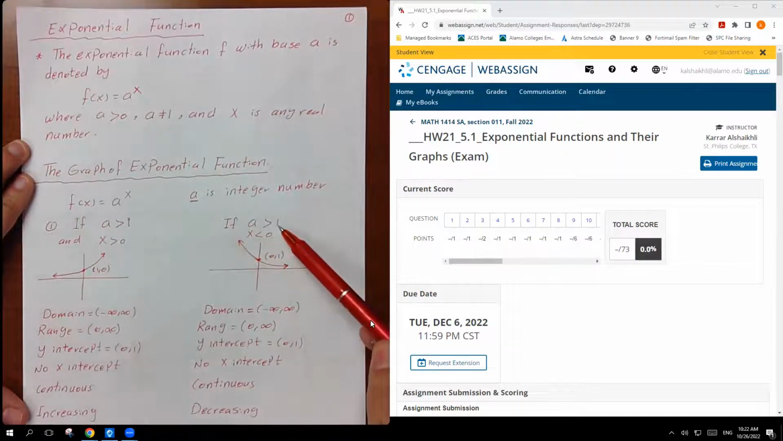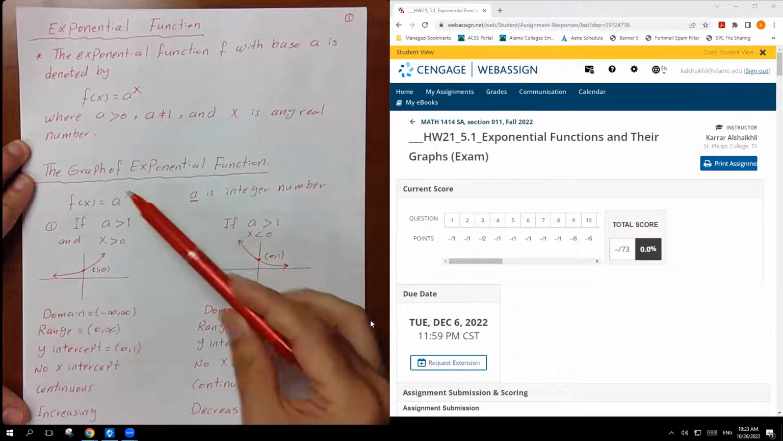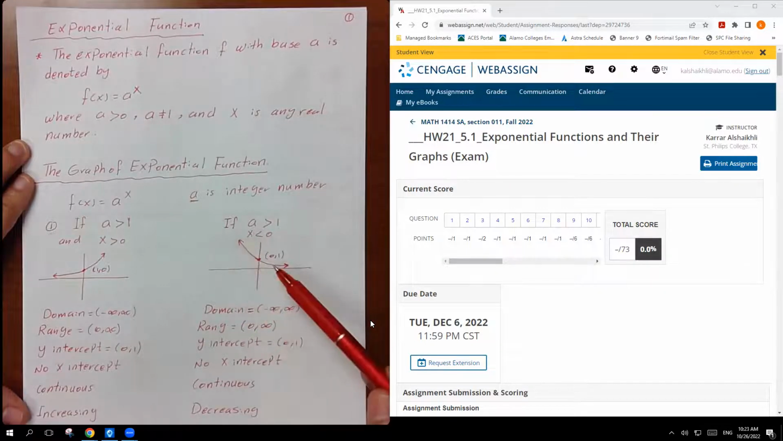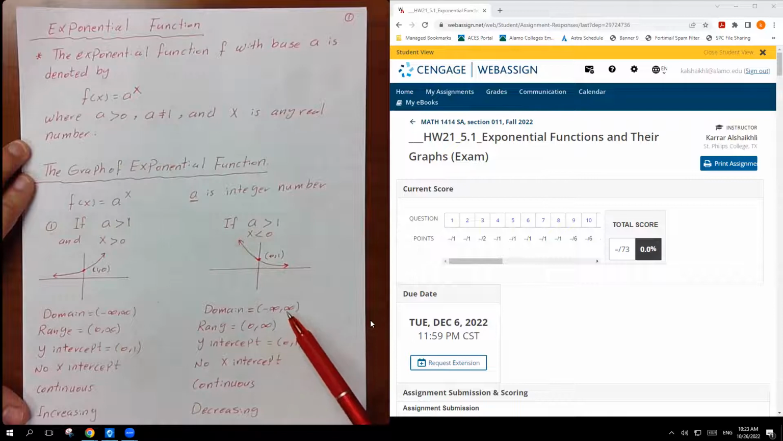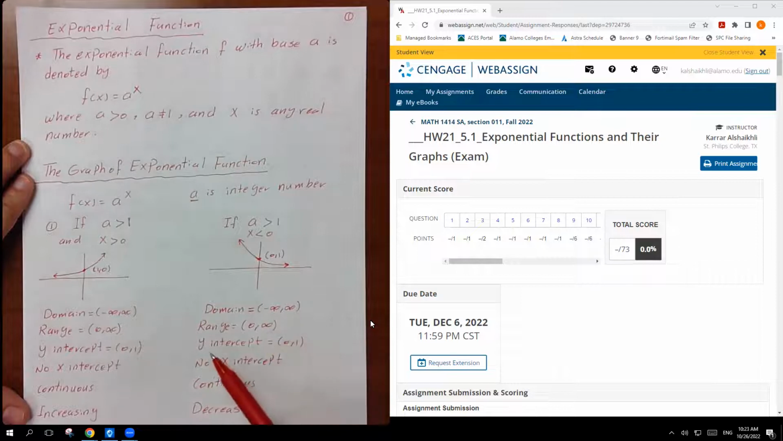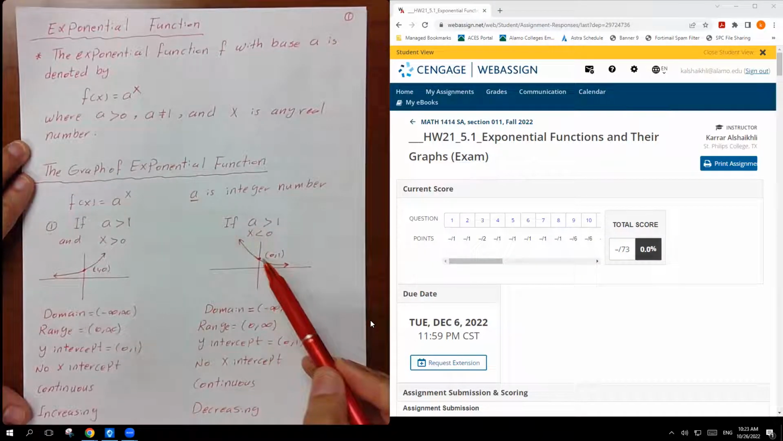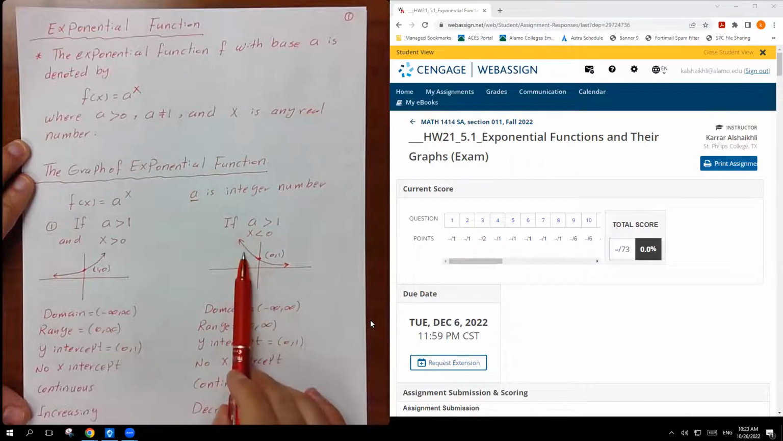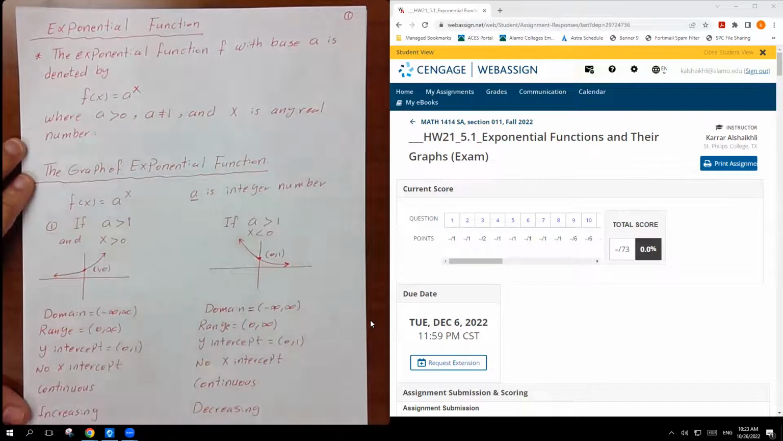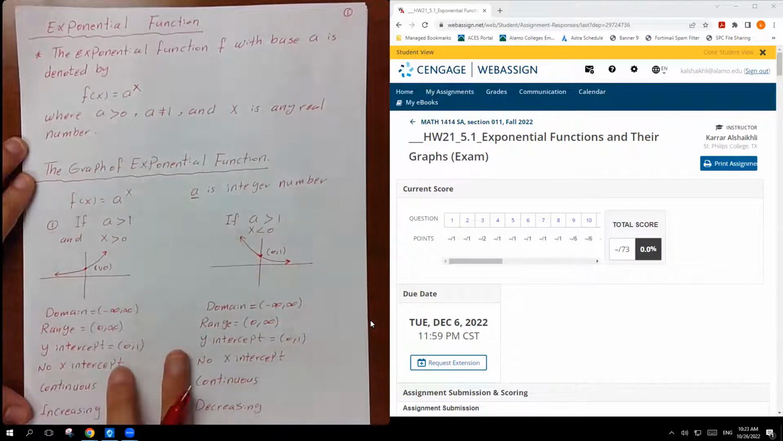If a is greater than 1, that means 2, 3, 4, 5, 6, but the exponent is less than 0, which is a negative number, that's how the graph looks. The domain is negative infinity to positive infinity, the range is 0 to infinity, y-intercept (0, 1), no x-intercept, and the function is going to be continuous, but decreasing. That means if you take 2 points from this function and find the slope, it is going to be negative. So these are the first 2 types.